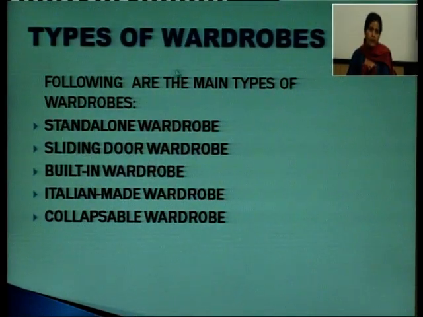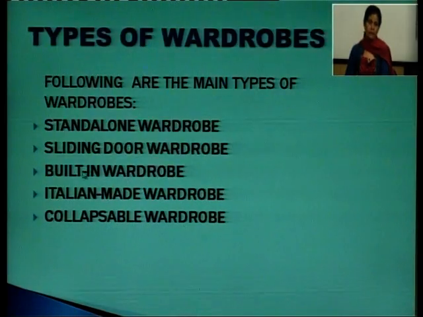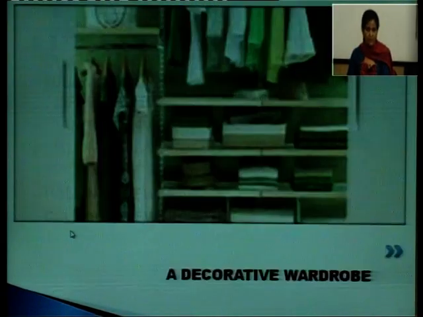Now, different types of wardrobes. Following are the main types of wardrobes. First one is stand-alone wardrobe. We will discuss all these types one by one. And the next one is sliding door wardrobe. Third one is built-in wardrobe. Then comes Italian-made wardrobe. And the last one is collapsible wardrobe. All of you must be familiar with these types, but we will discuss this with sketches here.